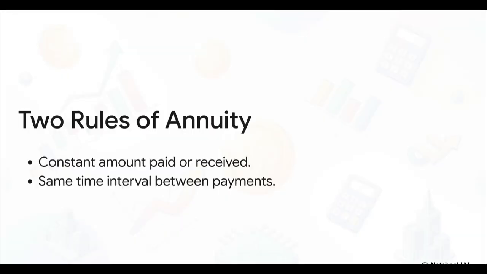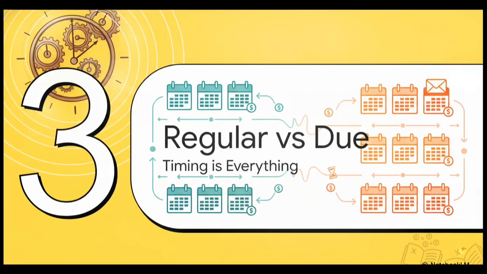Now here's a very interesting point. The ICAI material is super strict about what actually counts as an annuity. There are basically 2 golden rules you have to remember. Rule 1. The amount paid or received must be perfectly constant. It cannot change. Rule 2. The time interval between consecutive payments must be exactly the same. So if a payment series breaks either of these 2 rules, like say you pay 5,000 rupees this year and 6,000 next year, it is simply not an annuity. Got it? Next up is Section 3, Annuity regular versus annuity due.